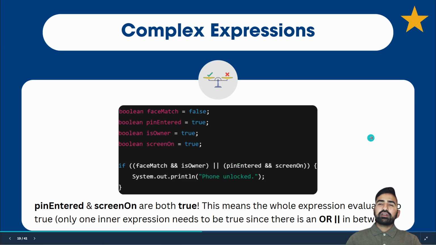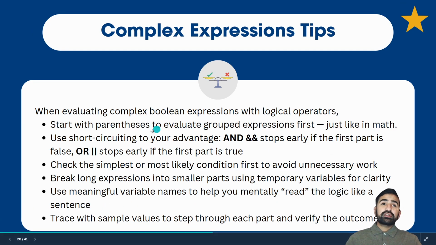So that's complex expressions. Here are some tips. You could start with the parentheses to evaluate grouped expressions first, just like math. We're going to talk about short circuiting in a sec. So you can use that to your advantage. Remember that and stops early if the first part is false. So as soon as you find a false in an and expression, the whole thing is false. If you find a true in an or expression, the whole thing is true.